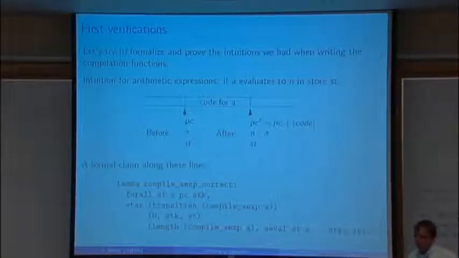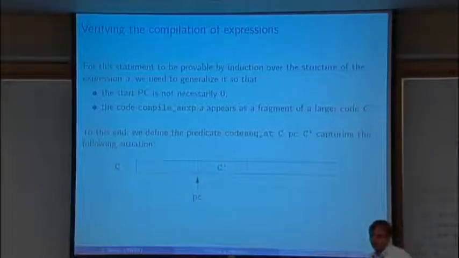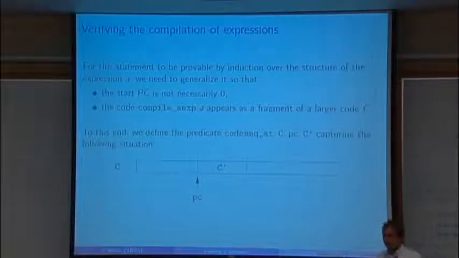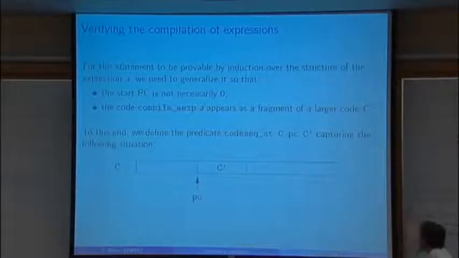However, we need something stronger in order to reason by induction over A. Because for a sub-expression, the start PC is not necessarily 0, and the code compile AX of A is not necessarily at the beginning of the code. It may be somewhere in the middle. So we generalize this a little bit.